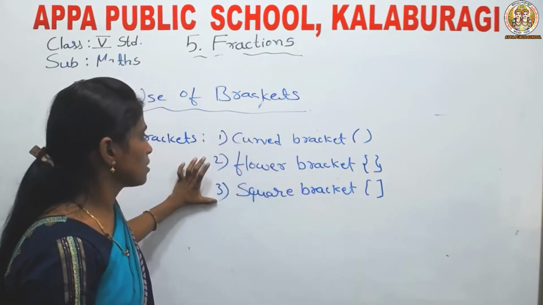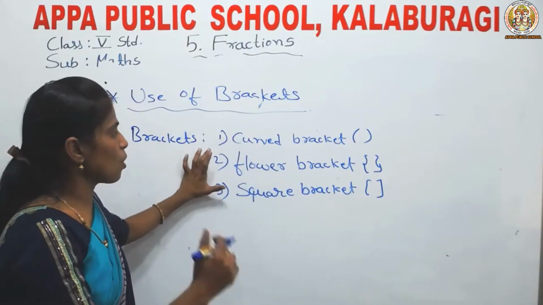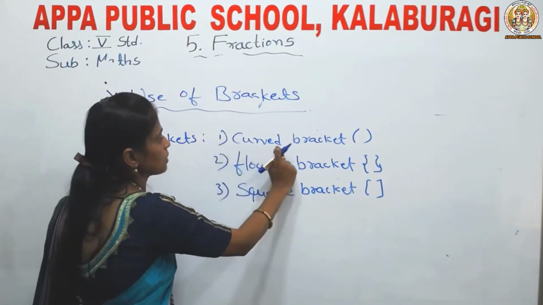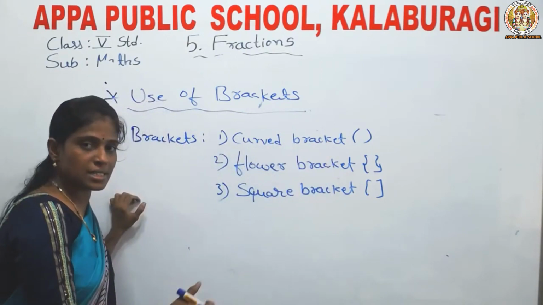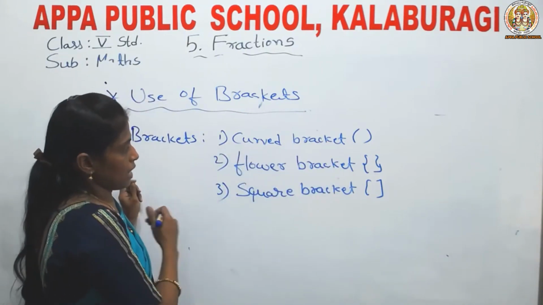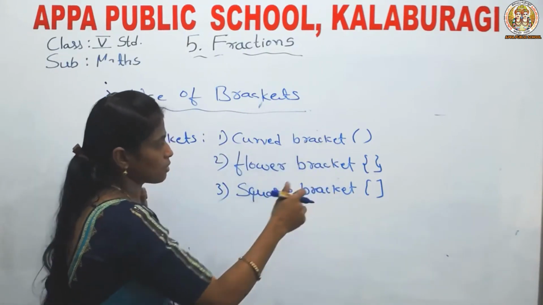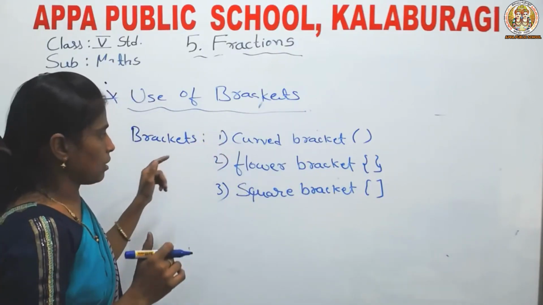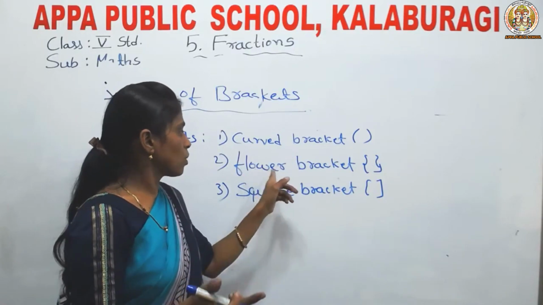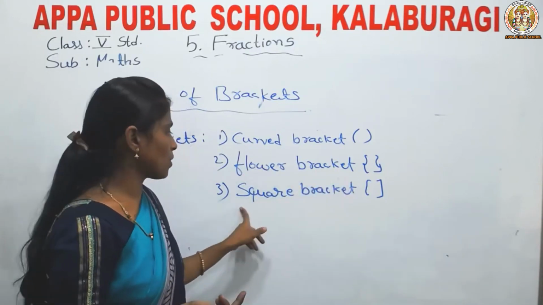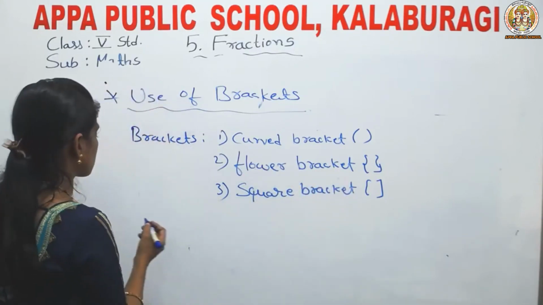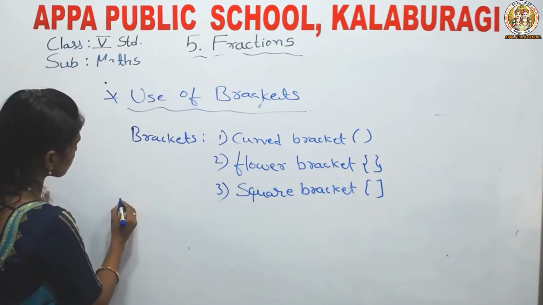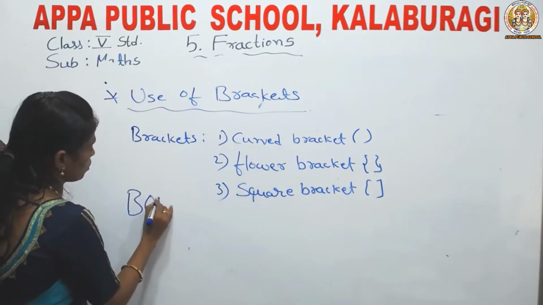These brackets are used in the same order. Same order means first the curved bracket is there. When simplifying the expression, first solve within the curved bracket. Second, we go to the flower bracket. Third one, square bracket. Next, here we use the Bodmas rule.